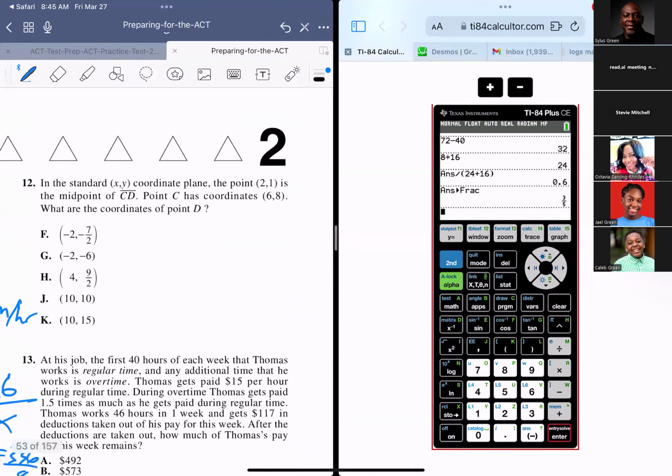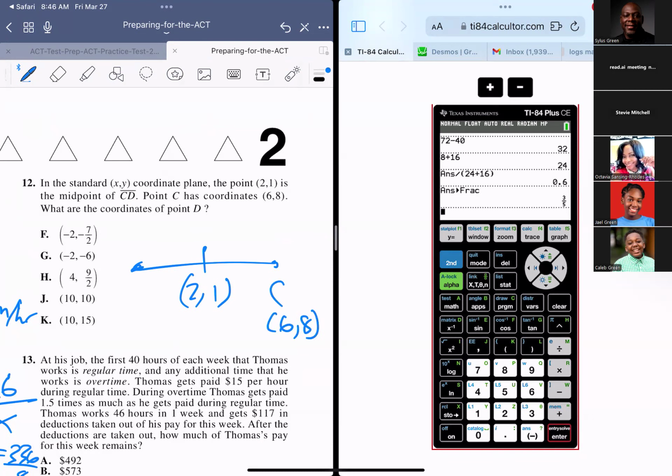Okay. In a standard XY coordinate plane, the point (2, 1) is the midpoint of CD. Point C has coordinates (6, 8). So what are the coordinates of point D?